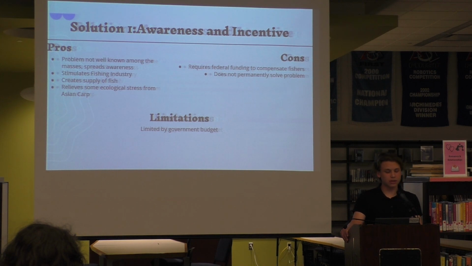Simultaneously, it will also stimulate the fishing industry by decreasing Asian carp populations, allowing other local fish to thrive more easily. It also creates a supply of fish which are not really in demand, but creating a supply of fish will allow it to be donated or used as bait, and it could be utilized in other ways. And it also relieves some of the ecological stress from Asian carp. Some cons to this, however, are that it requires federal funding to compensate fishers, and it's not a permanent solution to this problem. And it's limited by government budgets and how much money they can distribute to fishers.